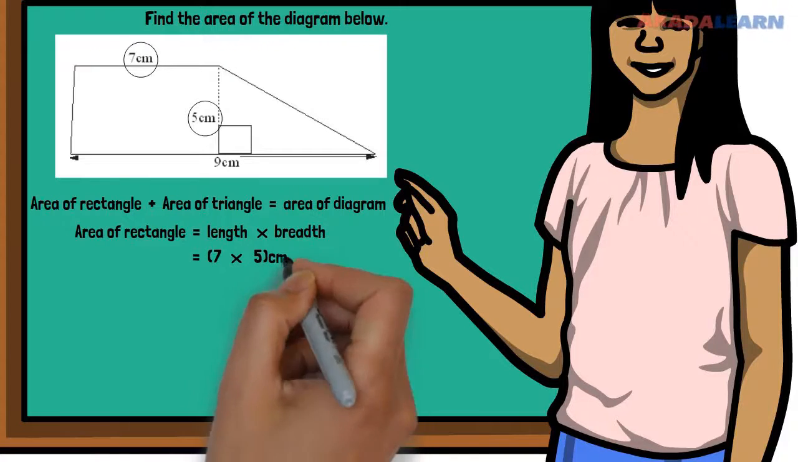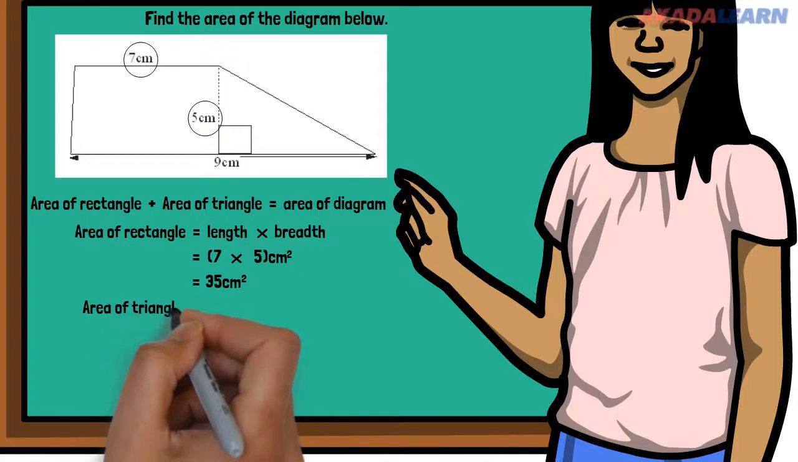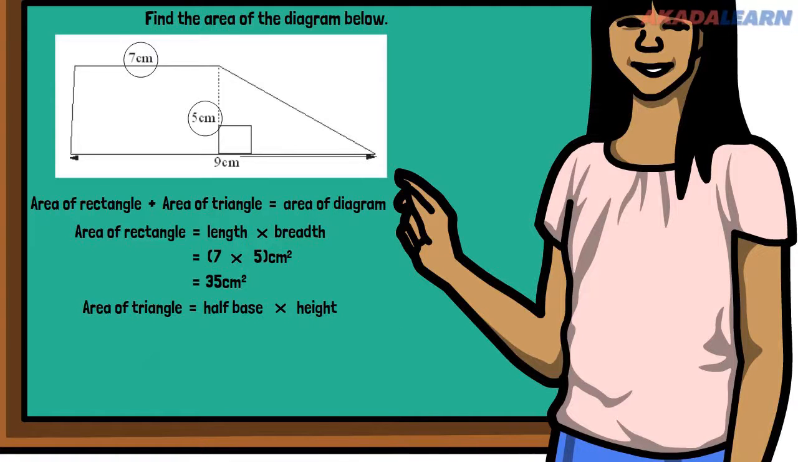So when you multiply those two, 7 cm times 5 cm, that will be 35 cm squared. So now let's get the area of the triangle, which equals half base times height.